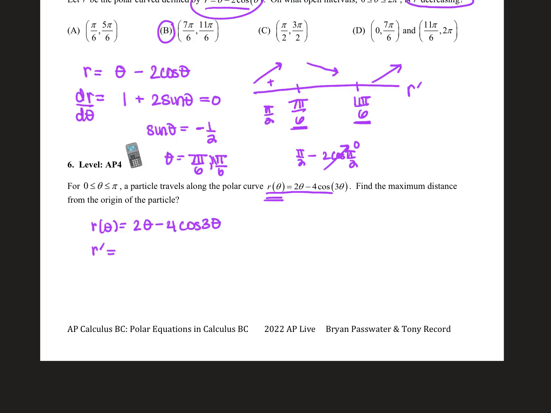So r prime would then be 2 plus chain rule, so 12 sine 3 theta is equal to 0. So then sine 3 theta is equal to negative 1/6. Now this is a calculator problem, so you're going to go ahead and use your calculator to find out exactly what theta needs to be. So it's probably easiest to go back to this one to figure out what it needs to be.